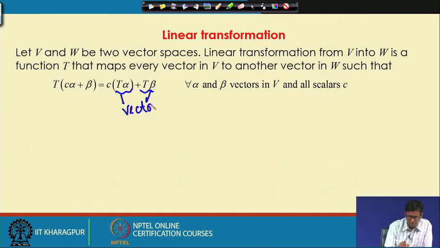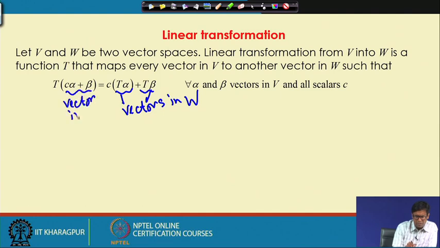And here T c and T alpha are vectors in W. So, C alpha plus beta is a vector in V, and T of it is a vector in W.